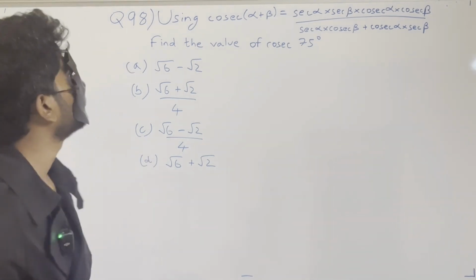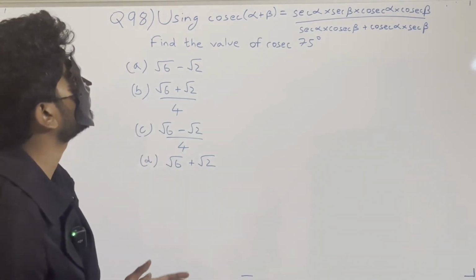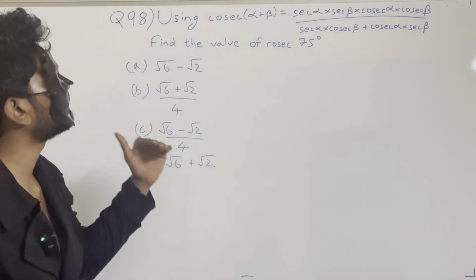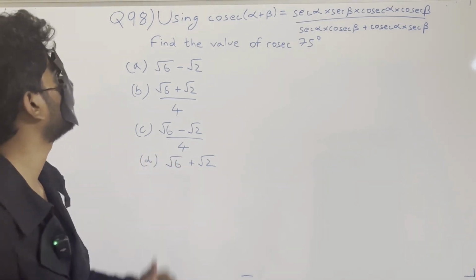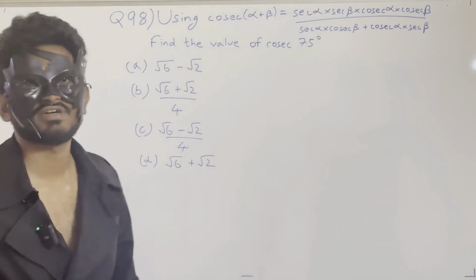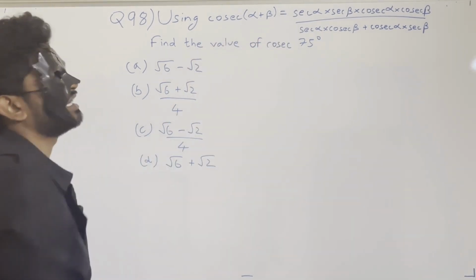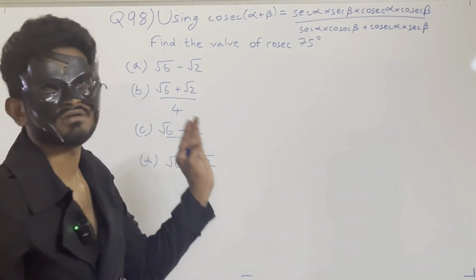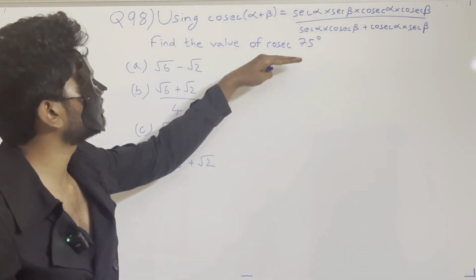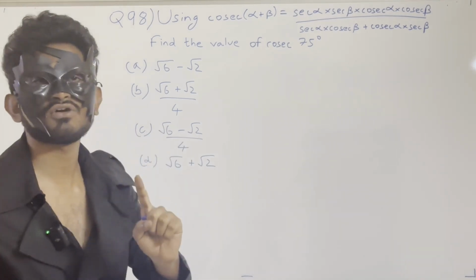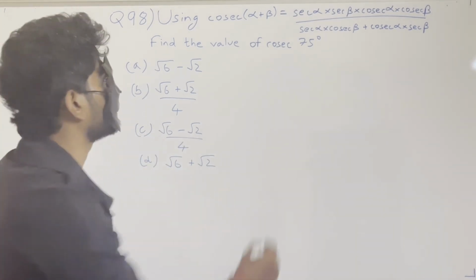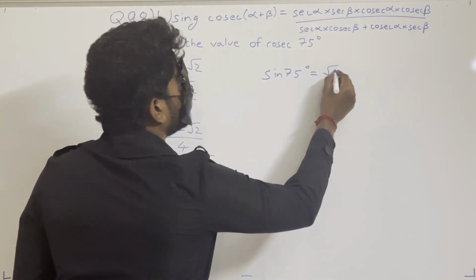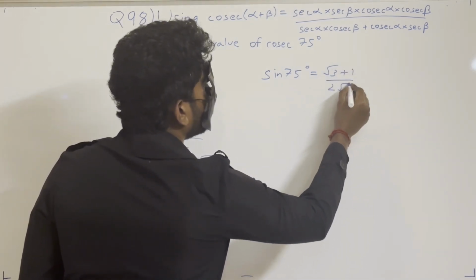So superhumans, next question is, using cosec(alpha+beta) is equal to sec alpha into sec beta into cosec alpha into cosec beta by sec alpha into cosec beta plus cosec alpha into sec beta, find the value of cosec 75 degrees. Generally we don't memorize this formula and you need not also in exam, but you don't even know the value of cosec 75 degrees, but you know the value of sin 75 degrees. I told you to memorize that. So sin 75 degrees is nothing but (root 3 plus 1) by 2 root 2.